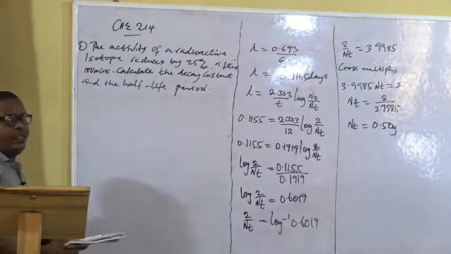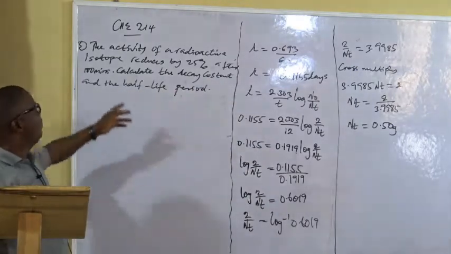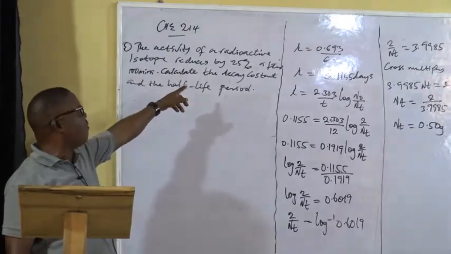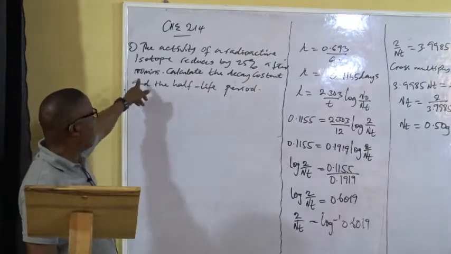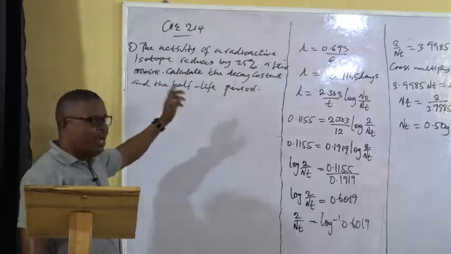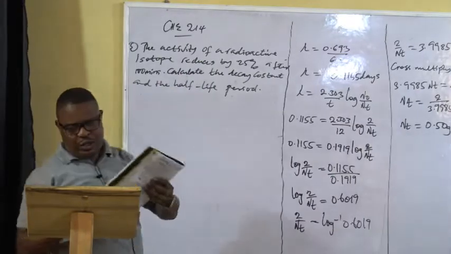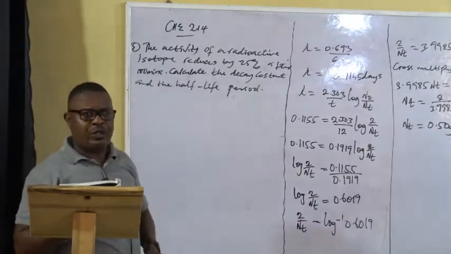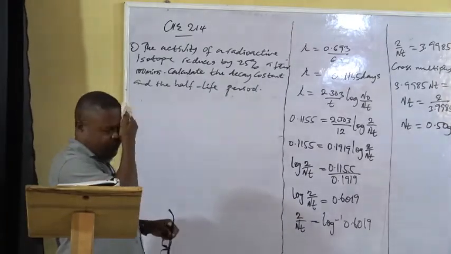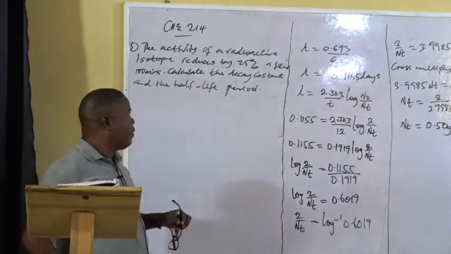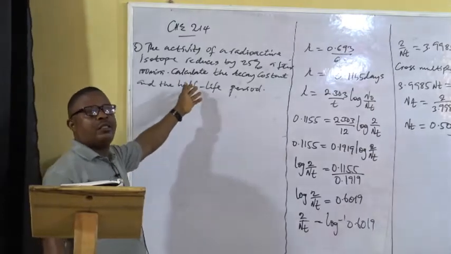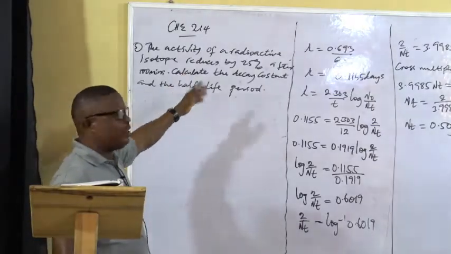This is another question here. The activity of a radioactive isotope reduces by 25% after 100 minutes. Calculate the decay constant and the half-life period. When we talk about the decay constant, we are talking about the lambda. Decay constant is the same thing as the lambda. So to calculate our decay constant, let's first look at the parameters given in the question.